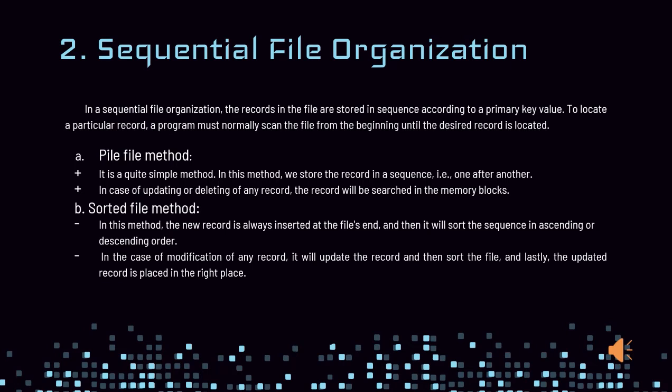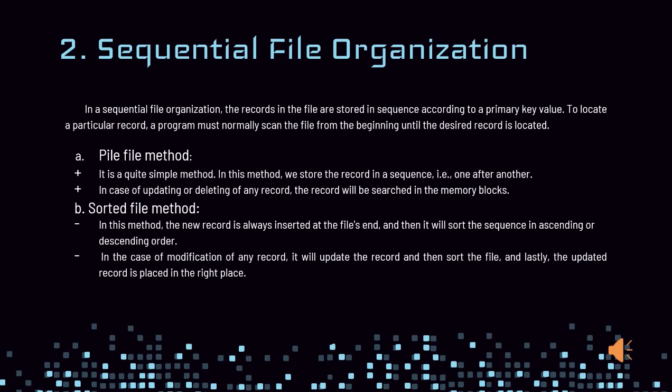This method can be implemented in two ways. The first one is the pile file method. It is a quite simple method. In this method, we store the records in a sequence, that is, one after another. Here, the records will be inserted in the order in which they are inserted into tables. In case of updating or deleting any record, the record will be searched in the memory block. When it is found, it will be marked for deletion and the new record is inserted.